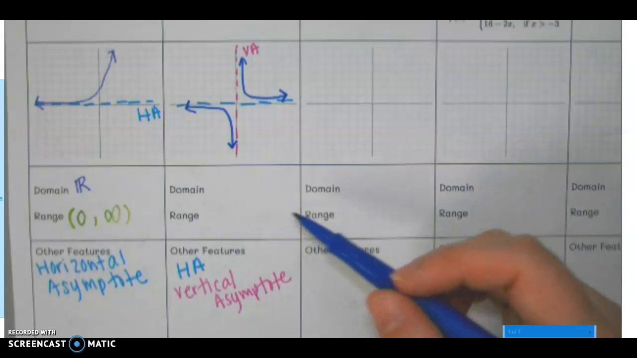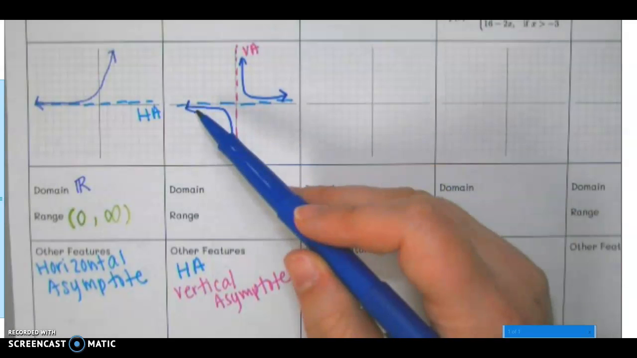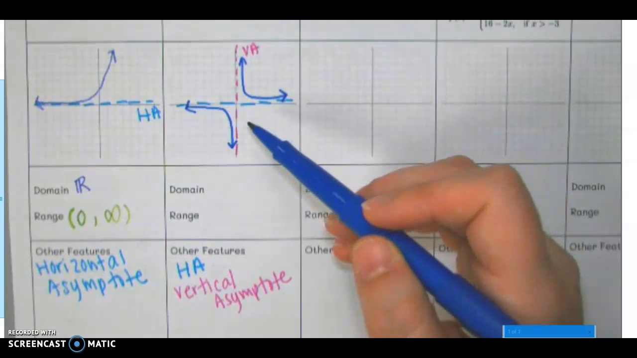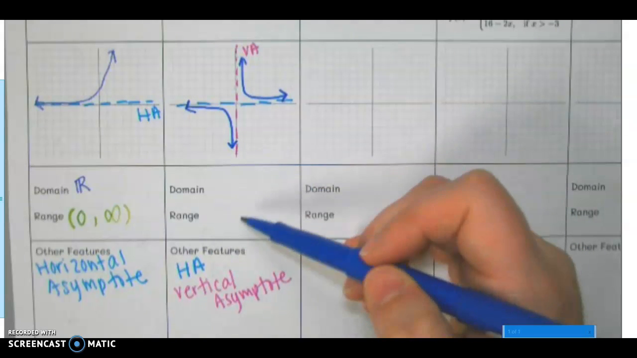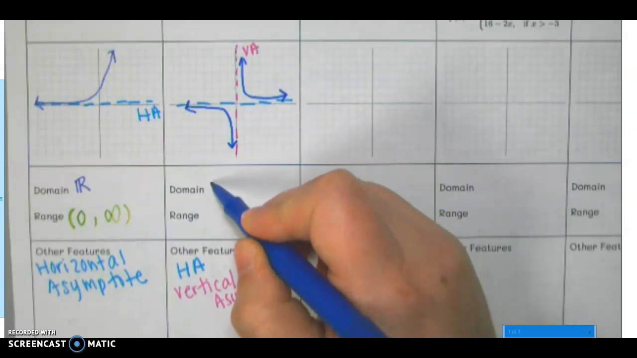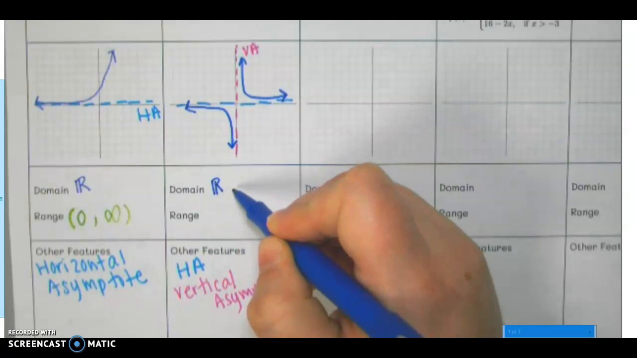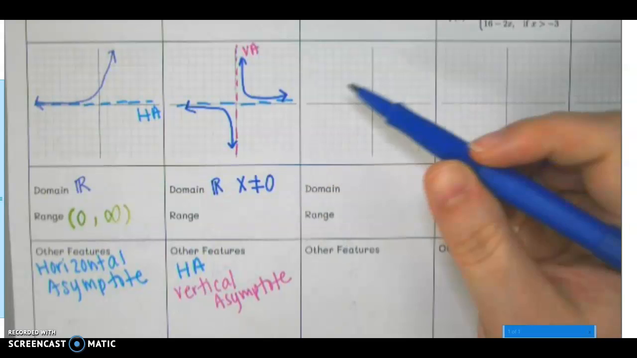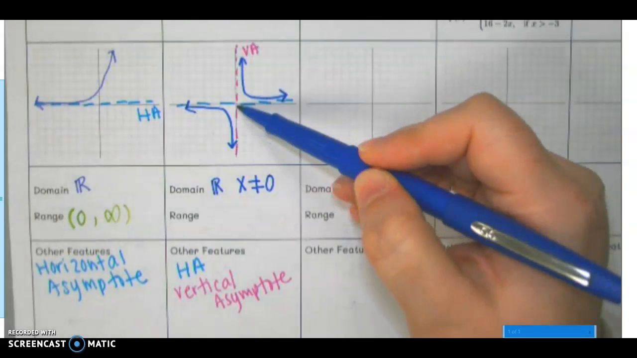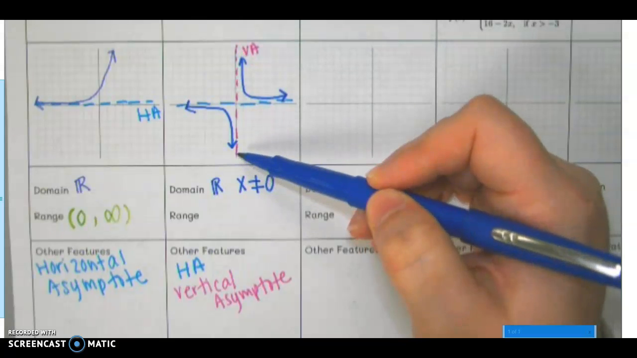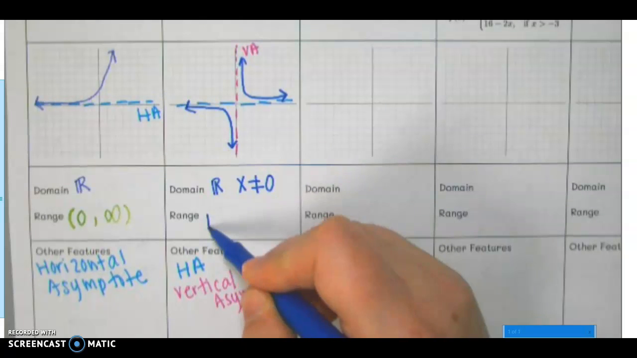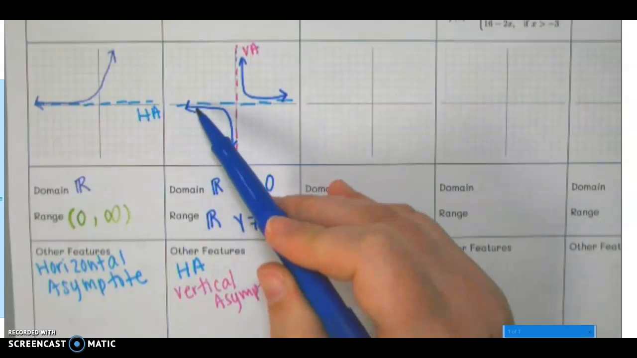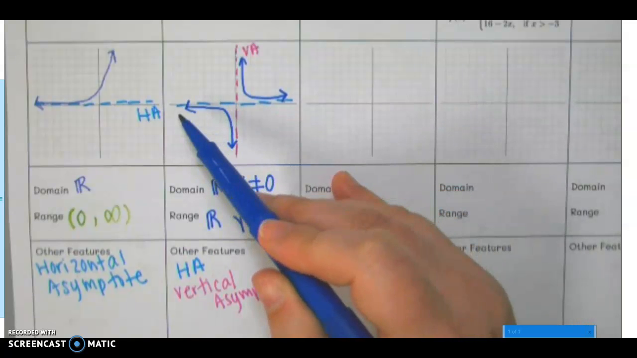So when you're writing the domain and range, because there's a gap in this, there's a number wherever your vertical asymptote and your horizontal asymptote are, we don't include those values. So we're not going to really focus on these for right now, but I'm just going to tell you that the domain for this would be all real numbers except when x is 0, because this vertical asymptote is the line x equals 0. And the range, same thing, would be all real numbers, but y is not equal to 0. And that's because this horizontal asymptote is the line y equals 0.